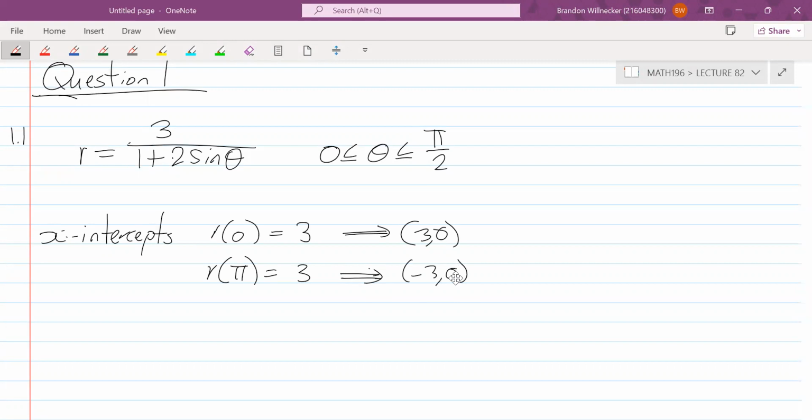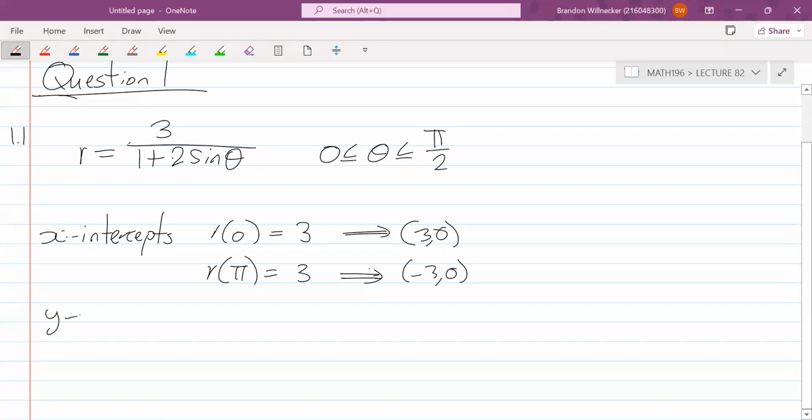But we're not really interested in that point because, again, we're only interested in 0 to pi over 2. But I recommend finding all the intercepts to give an overall picture of what it looks like. And then you can sketch the part that's asked of you.